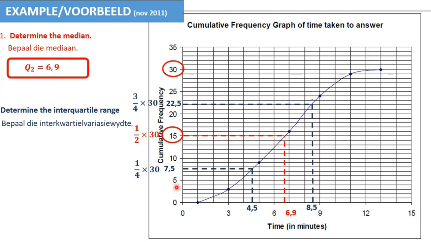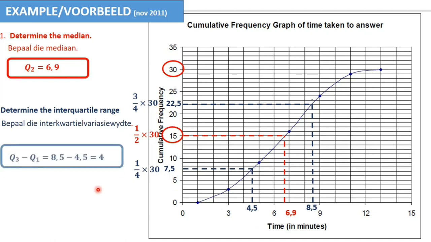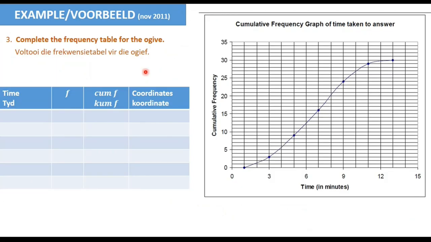So there you have Q1. And there you have Q3. And so the interquartile range, you now have to subtract the 2. Look at this one now.